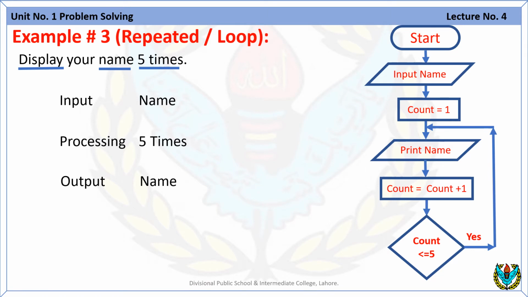So the name will print again and again till the condition is true. When the value of the count will be more than 5, then condition will be false and loop will break and flowchart will be ended. And name will be printed on screen 5 times.